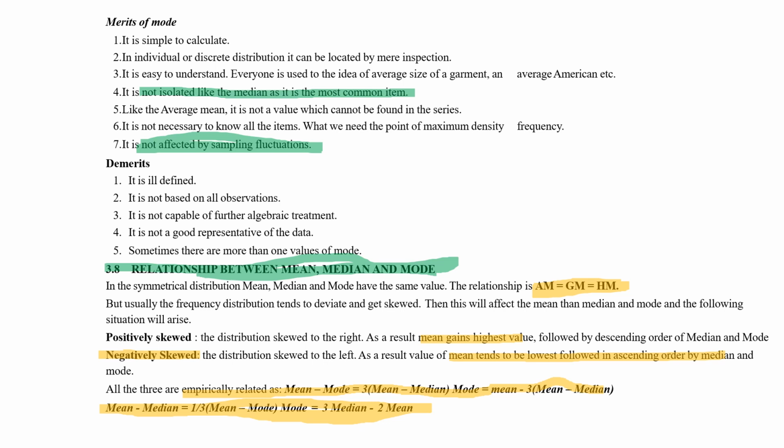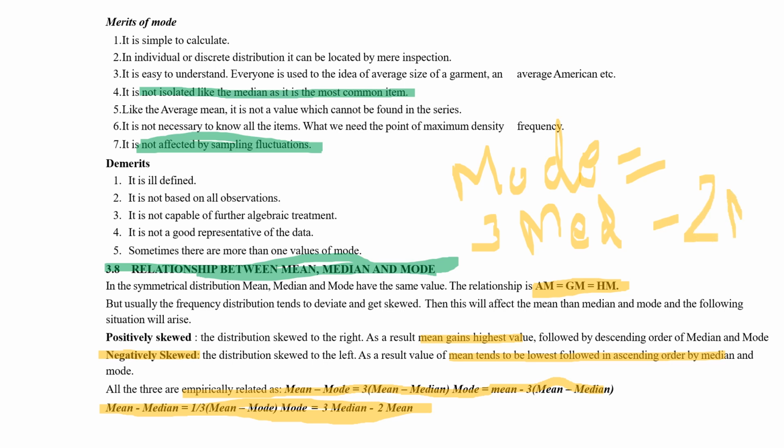So mode is equal to 3 median minus 2 mean. Mode is equal to 3 median minus 2 mean. Looking at this, we can rearrange the rest accordingly.